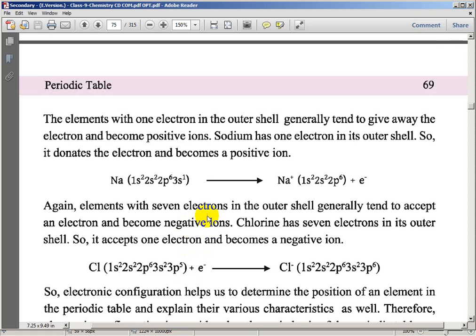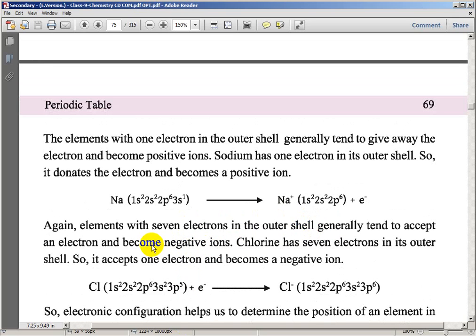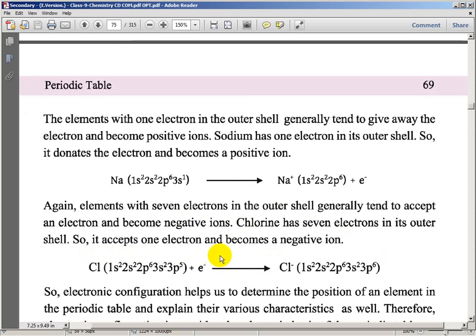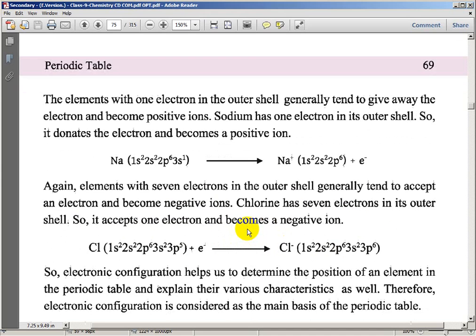Again, elements with 7 electrons in the outer shell generally tend to accept an electron and become negative ions. Chlorine has 7 electrons in its outer shell, so it accepts 1 electron and becomes a negative ion.